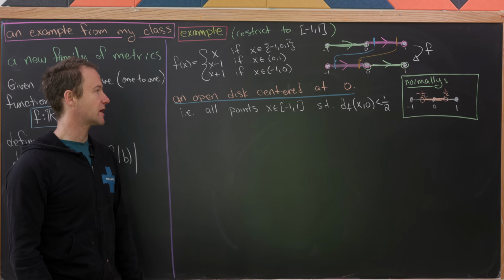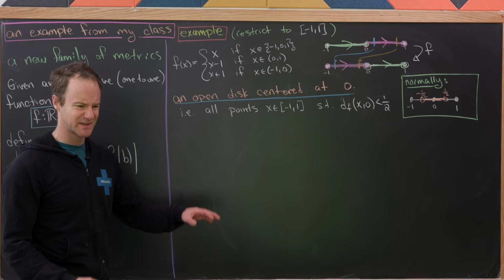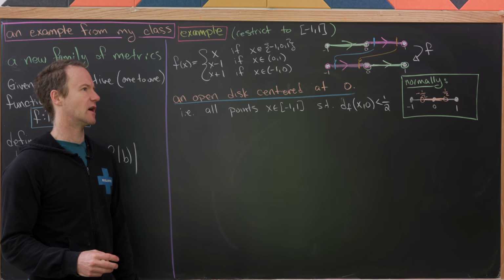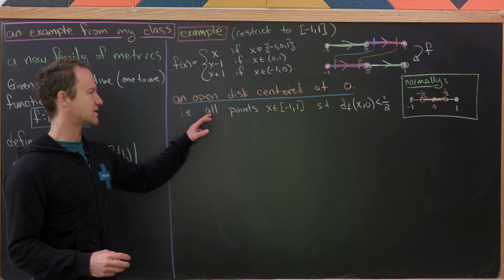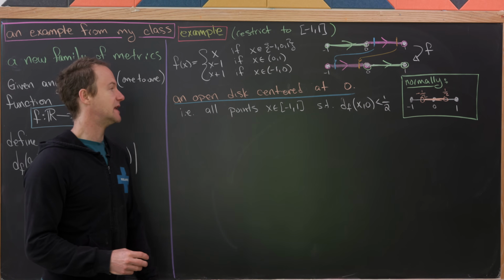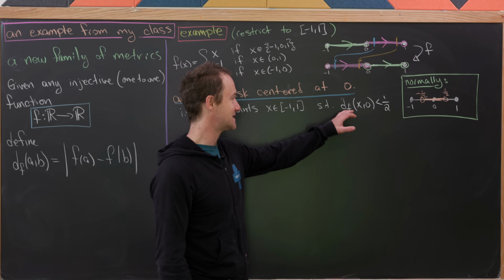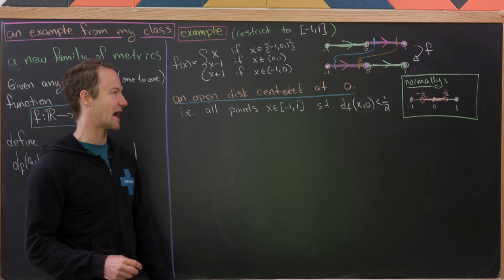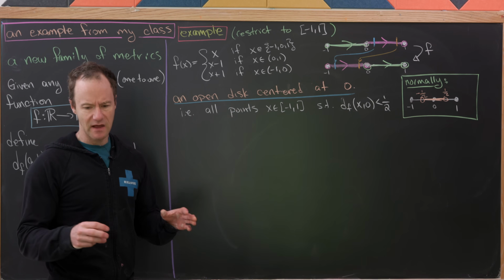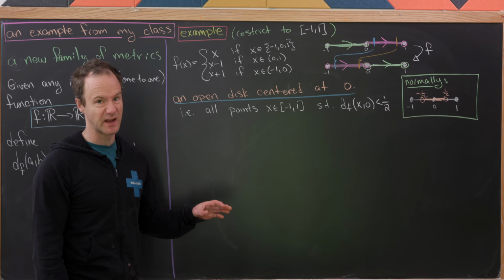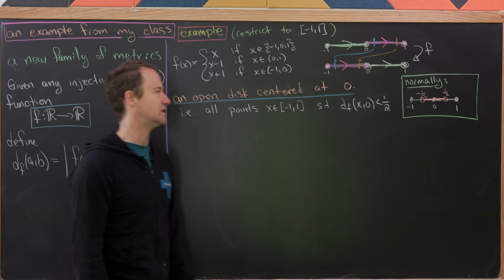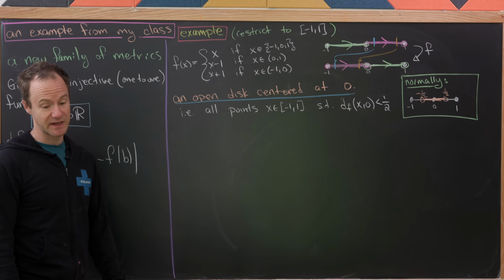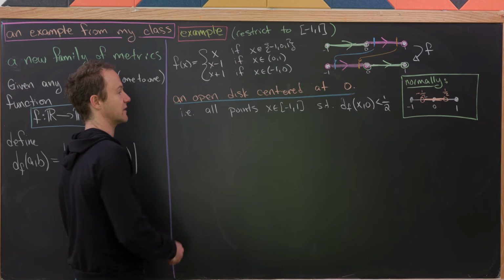So like I said, now we're going to look at an open disk centered at the origin. This is in parallel to what we looked at with our previously described metrics. In other words, what I mean is all points x in negative 1 to 1 such that the f distance between x and 0 is, let's say the radius here is a half, so less than 1/2. Now notice in the normal distance, where we forget about the function and just look at the absolute value of the two numbers, we clearly get something like this. But with our f distance, we'll get something different. So let's do that calculation.